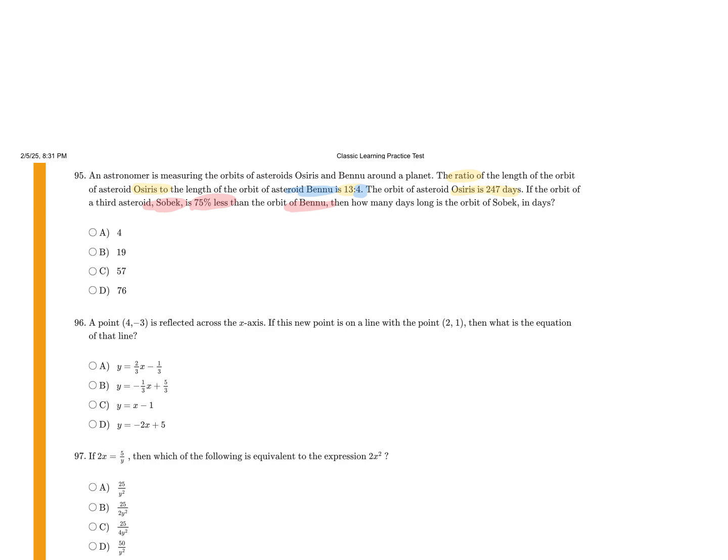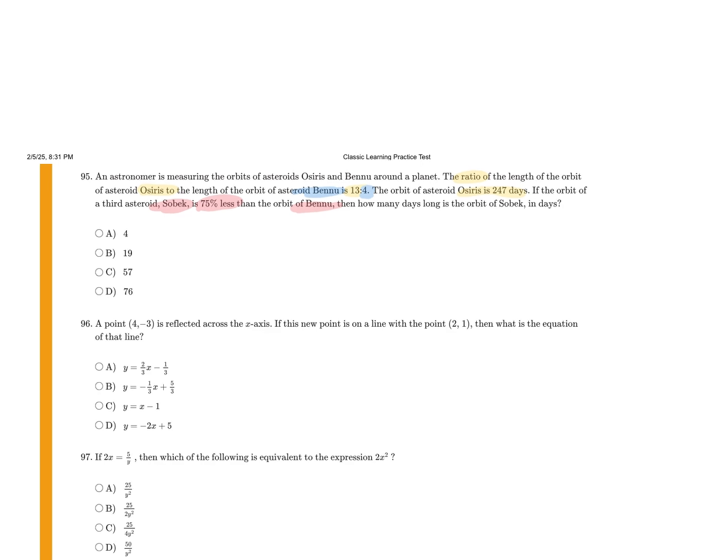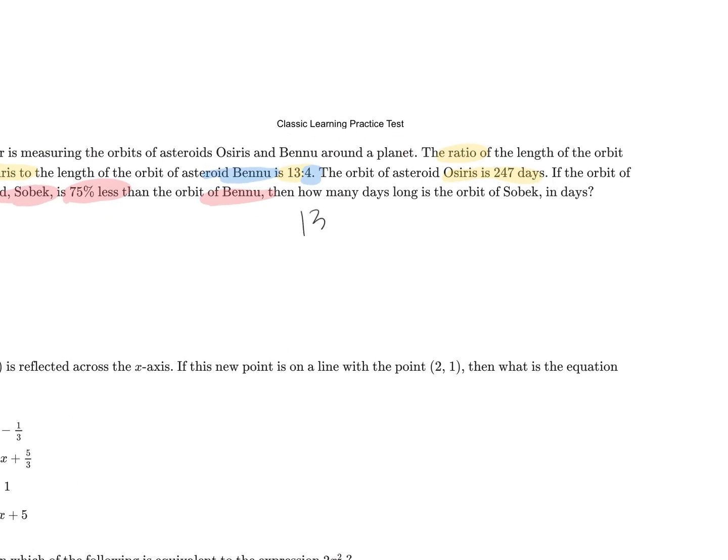If the orbit of a third asteroid Sobek is 75% less than Bennu, how many days long is the orbit of Sobek? Okay, so dealing with ratios, what 13 to 4 means is that for every 13 units, they didn't tell us if it's miles or centimeters, but we're just going to call it units. For every 13 units of length for Osiris, Bennu takes up 4 units.